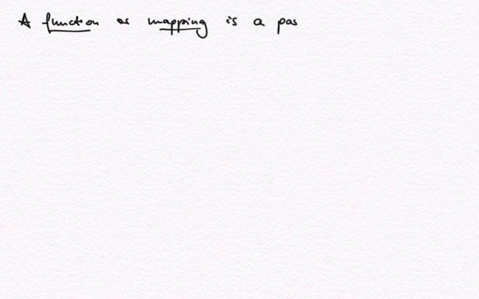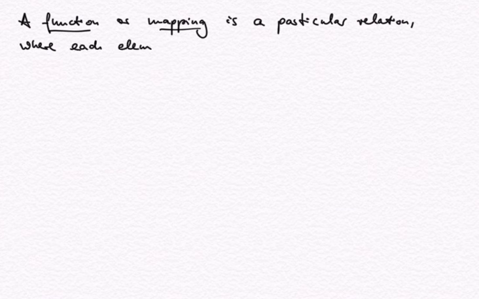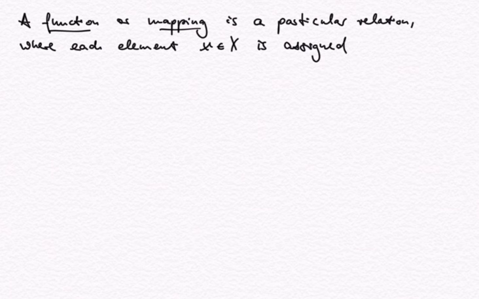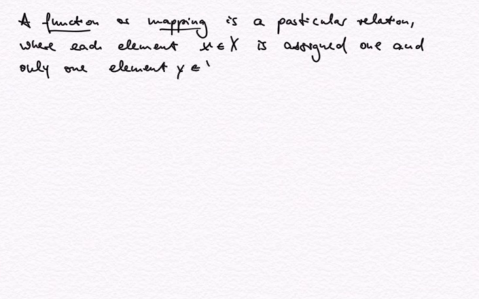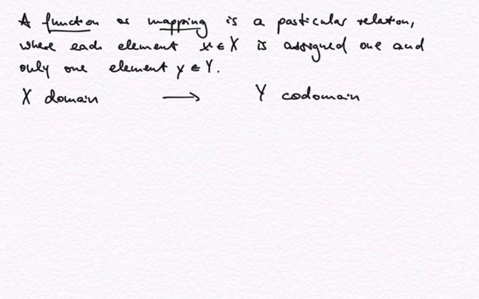A function or mapping is a particular relation where each element of X is assigned one and only one element of Y. Then we have some language. X is called the domain of the function. We're mapping to Y, which is called the codomain. It's called the function f.